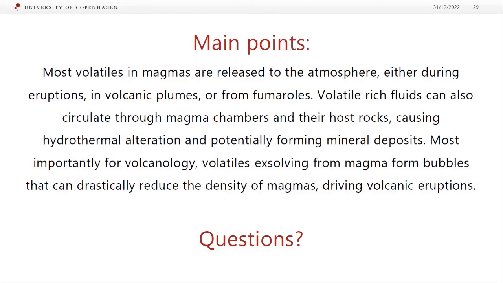Okay, so most volatiles in magmas are released to the atmosphere during eruptions in volcanic plumes or from fumaroles. Volatile-rich fluids can also circulate through magma chambers and host rocks, mobilizing metals and forming ore deposits. And most importantly for us, for volcanology, volatiles exsolving from magma form bubbles. These drastically reduce the density and they can drive magma movement and volcanic eruptions.